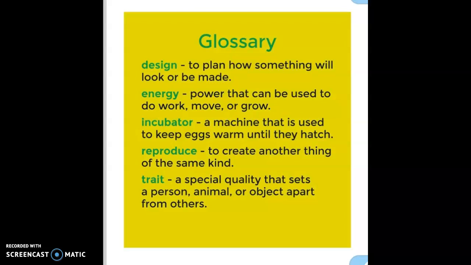Glossary. Here are some terms the author thought we might need to know in order to understand the text. Design. To plan how something will look or be made. Energy. Power that can be used to do work, move, or grow. Incubator. A machine that is used to keep eggs warm until they hatch. Reproduce. To create another thing of the same kind. And trait. A special quality that sets a person, animal, or object apart from others.